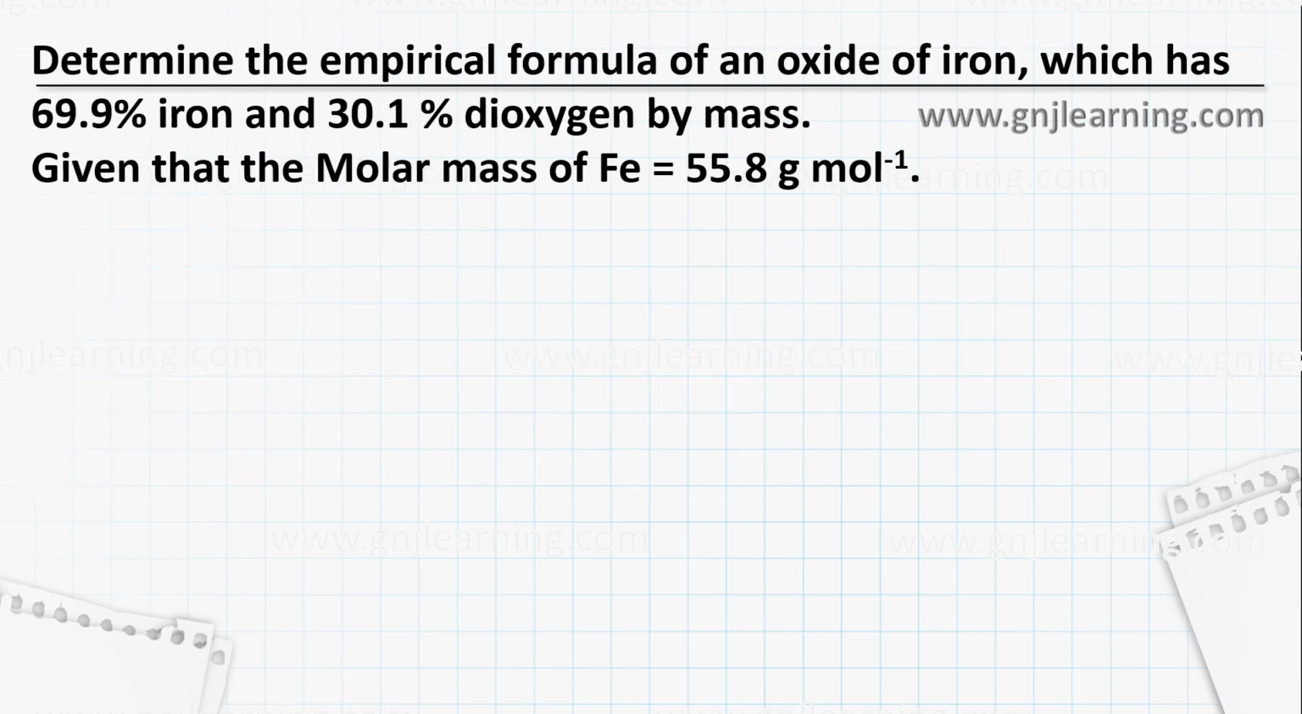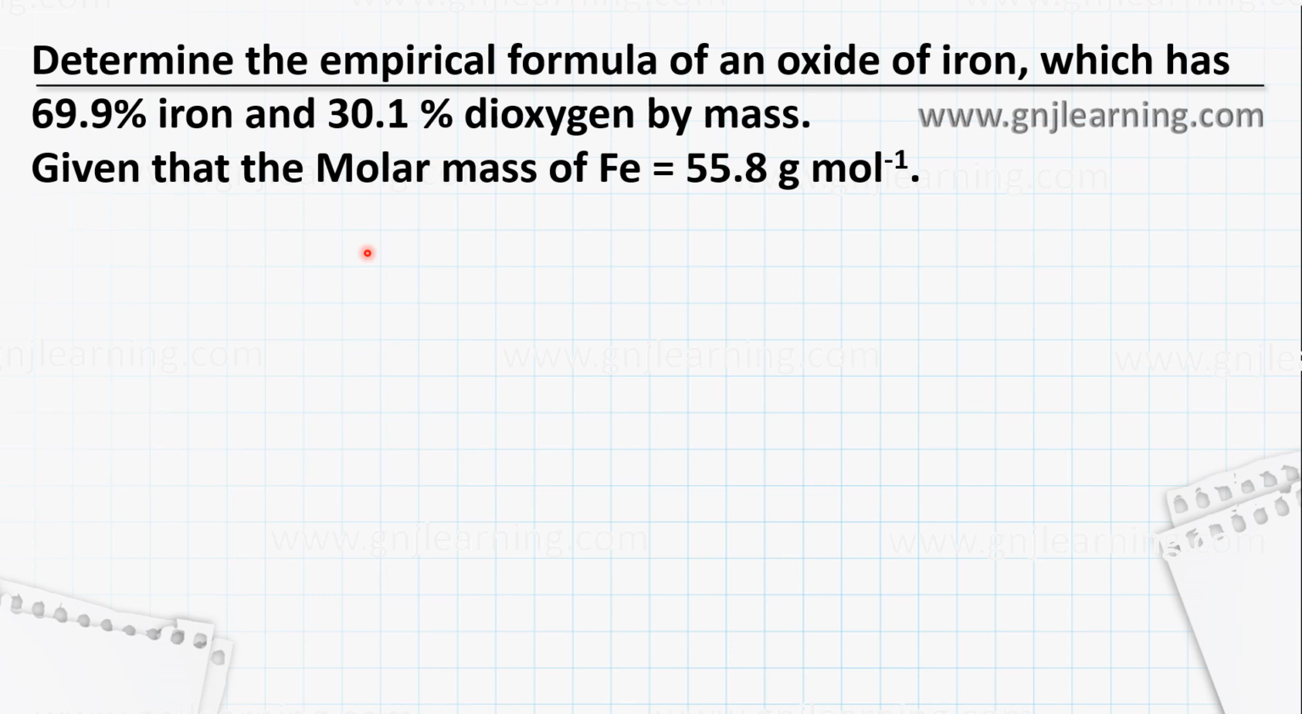So next one. Determine the empirical formula of an oxide of iron which has 69.9% iron and 30.1% dioxygen by mass. So they have given the percentage composition, and they have also supplied the molar mass of Fe. They haven't given the molar mass of the molecule, which means it is not possible to calculate the molecular formula of this compound, oxide of iron. Clear?